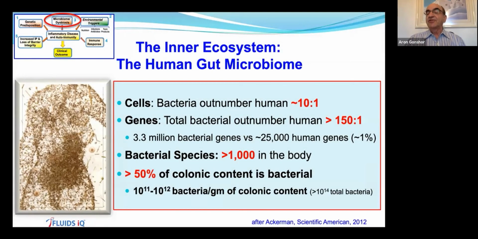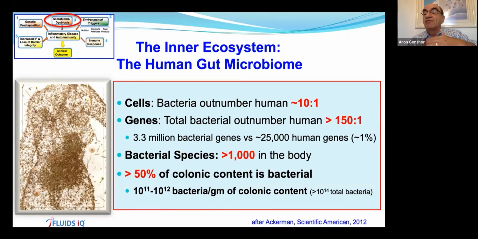And just for the fun of it, I just want to go through a couple of minutes to tell you about the gut microbiome. We know that the cells of the microbiome outnumber humans 10 to 1. There are about 150 trillion. The amount of genetic material in these bacteria outnumbers humans 150 to 1. There are 3.3 million bacterial genes versus a paltry 20 to 25,000 human genes.